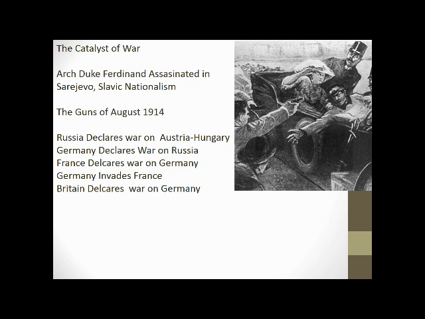After Austria-Hungary declares war, Russia declares war on Austria-Hungary because they have an alliance with the Serbians that says if Austria-Hungary declares war on Serbia, Russia will come to their aid. Germany has an alliance with Austria-Hungary that says if Russia declares war on Austria-Hungary, Germany will come to the aid of Austria. France has an alliance with Russia that says if Russia is attacked or at war with Germany, they'll come to the aid of Russia.